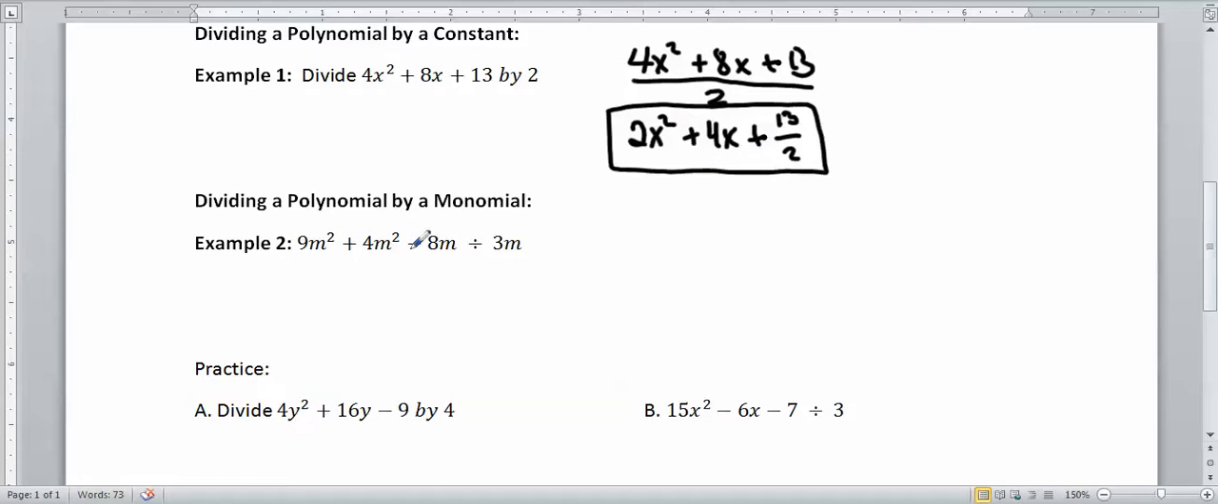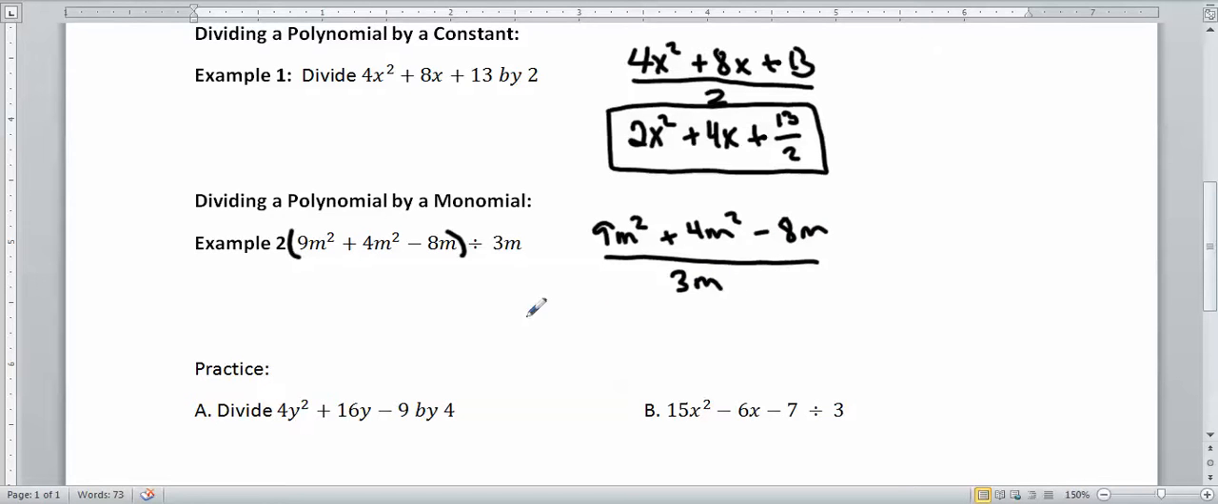Okay. The other way that we see these problems is I've got 9m squared plus 4m squared minus 8m divided by 3m. And again, I'm going to write it out the same way. 9m squared plus 4m squared minus 8m. Okay, and then divide it by 3m. So I'm quite literally dividing everything by 3m. So I get 9m squared divided by 3m plus 4m squared divided by 3m minus 8m divided by 3m.